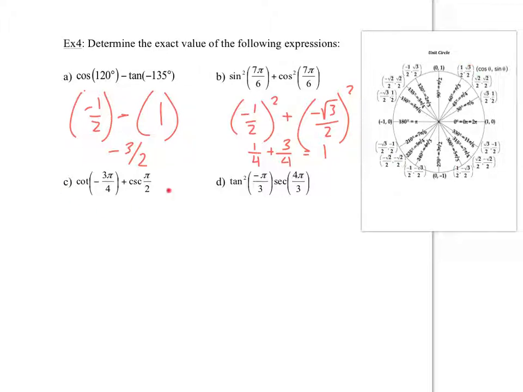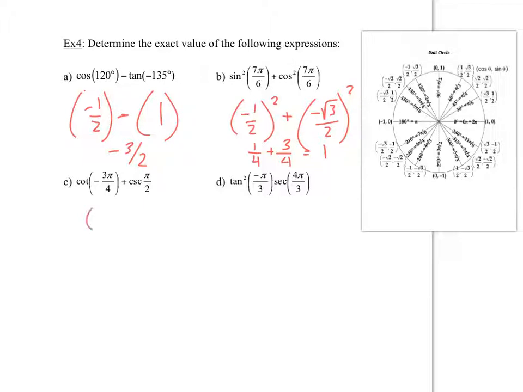Okay, next one. Cot of negative 3 pi over 4. So first again, find negative 3 pi over 4. That's over here. And cotan is your x divided by y. And notice that anytime you divide the same thing by itself, it's actually the exact same value as that. And you divide x by y, it still gives you exactly 1.